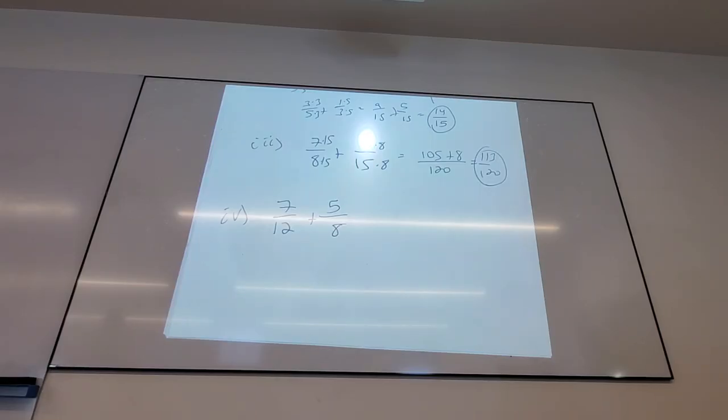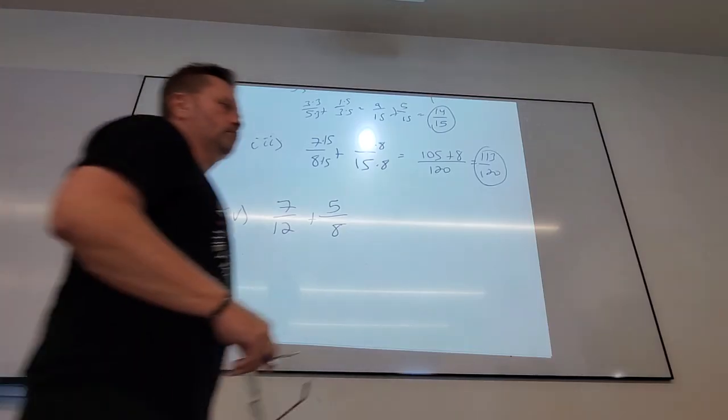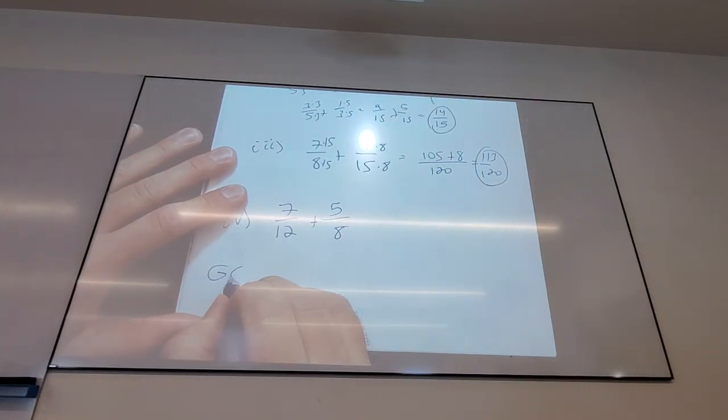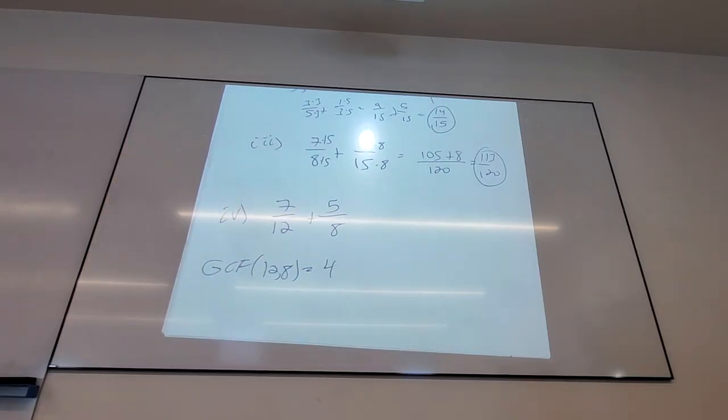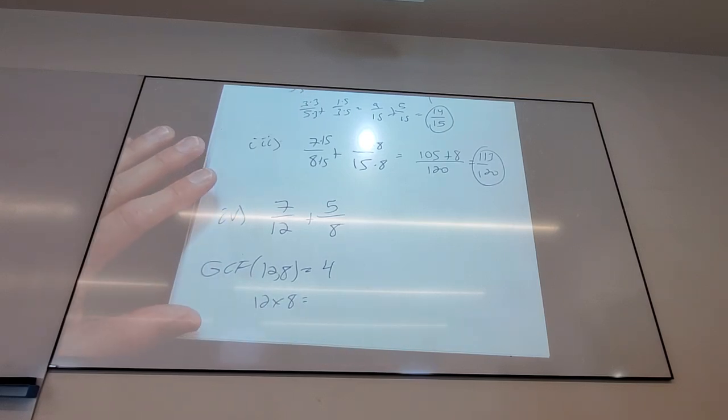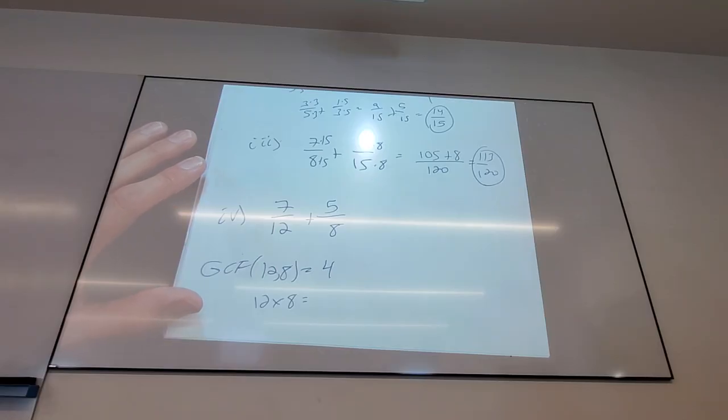Can you guys tell me what the GCF is of 12 and 8? What's the GCF of 12 and 8? Good, 4 goes into both. It's the biggest number that goes into both. And what's 12 times 8? 96. Yes.